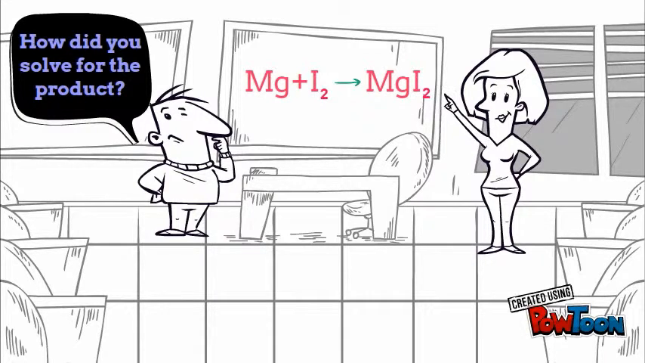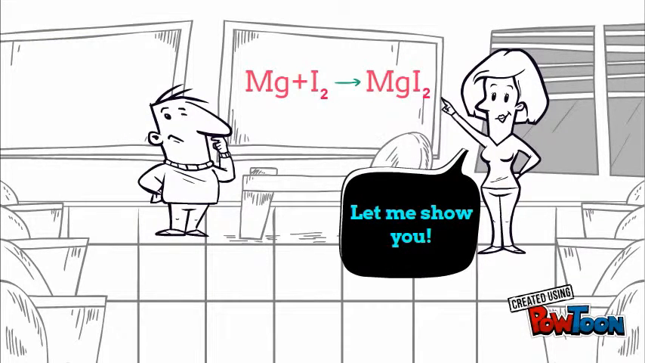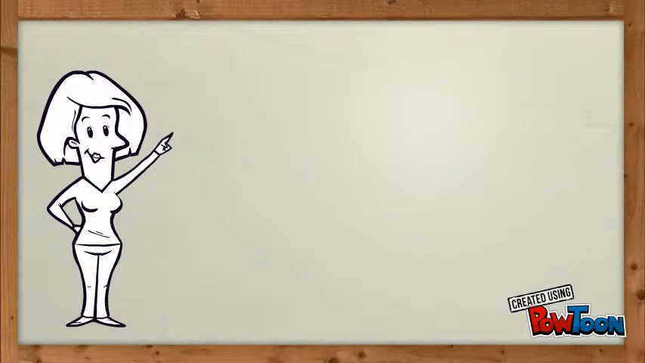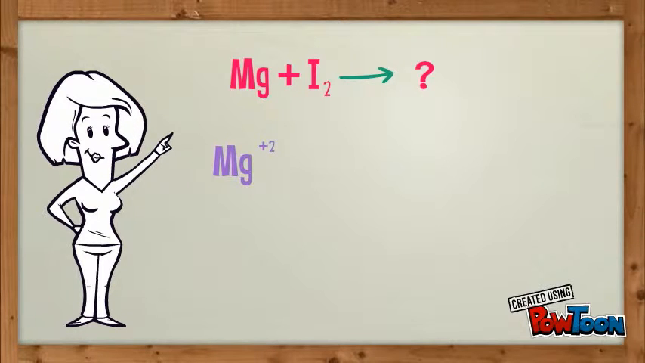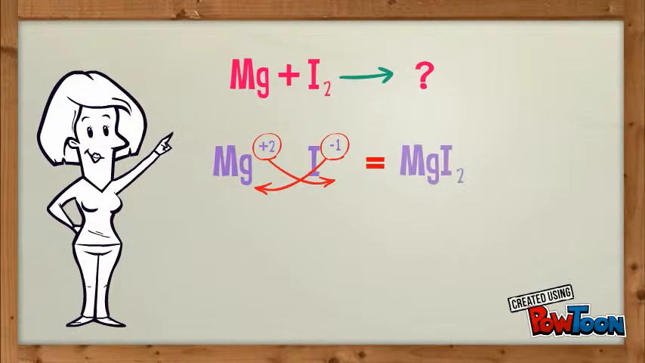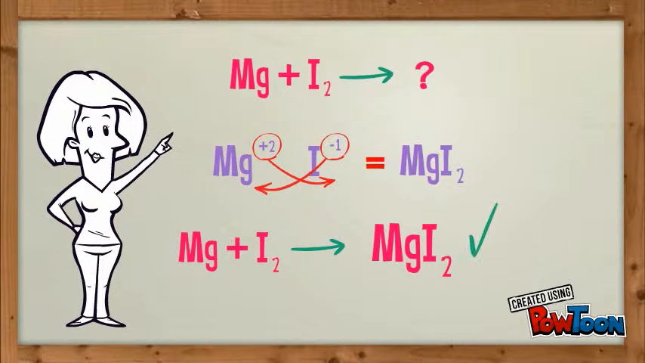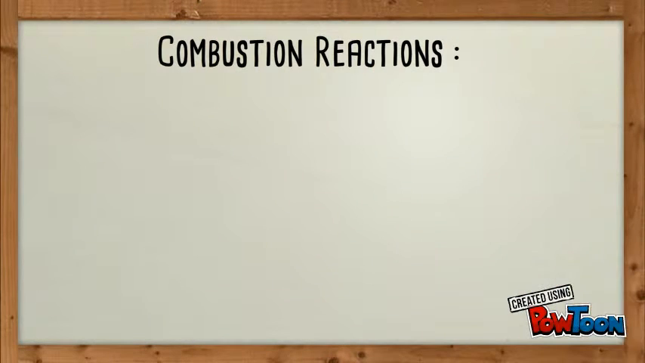How did you solve for the product? Let me show you. I solved the equation Mg plus I2 by writing out the charges for each element. So Mg has a charge of +2 and iodide has a charge of -1. And then I used the crisscross method and got MgI2. So now the equation becomes Mg plus I2 produces MgI2. And that's it.